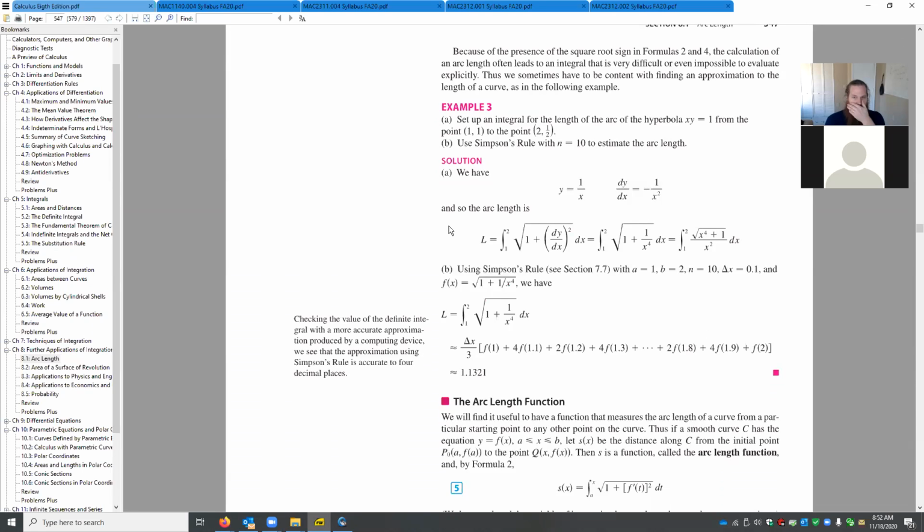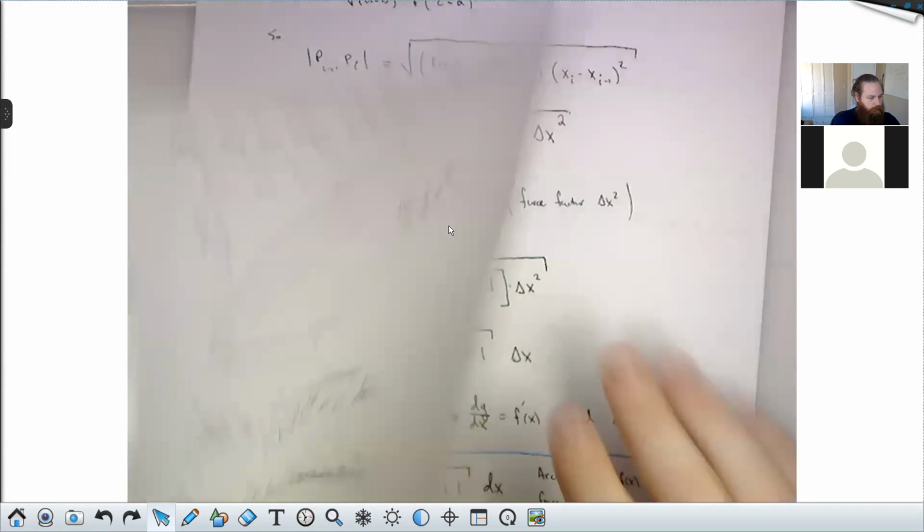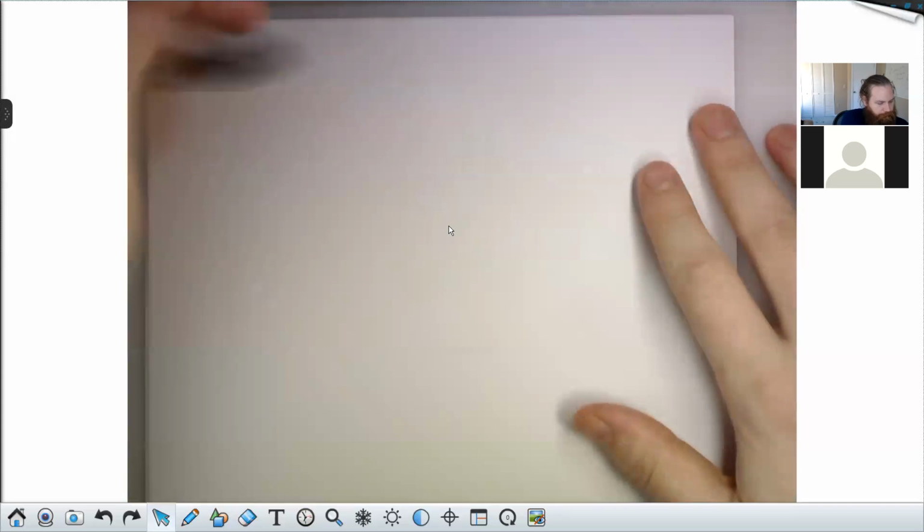Yeah, so using Simpson's rule. Let's go ahead and set this up for this guy. 1 over x from 1 to 2. So we'll say set up, but do not evaluate.